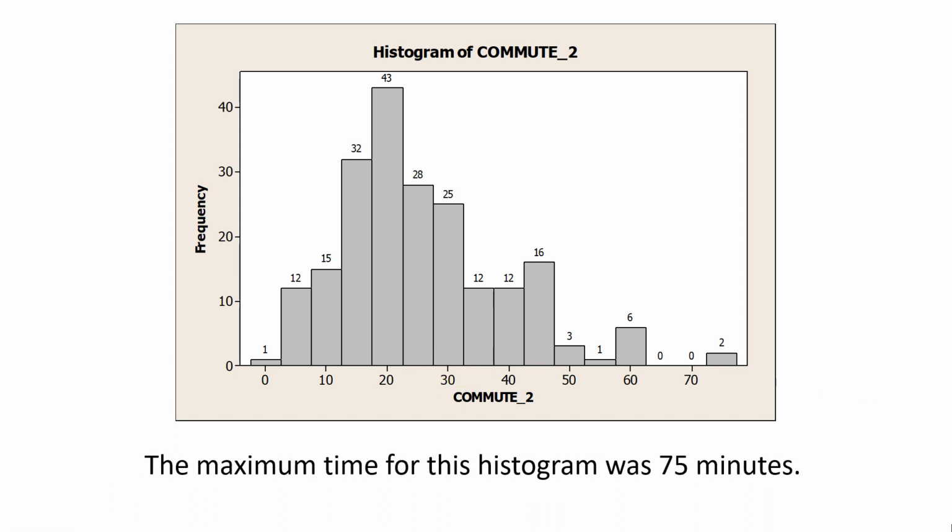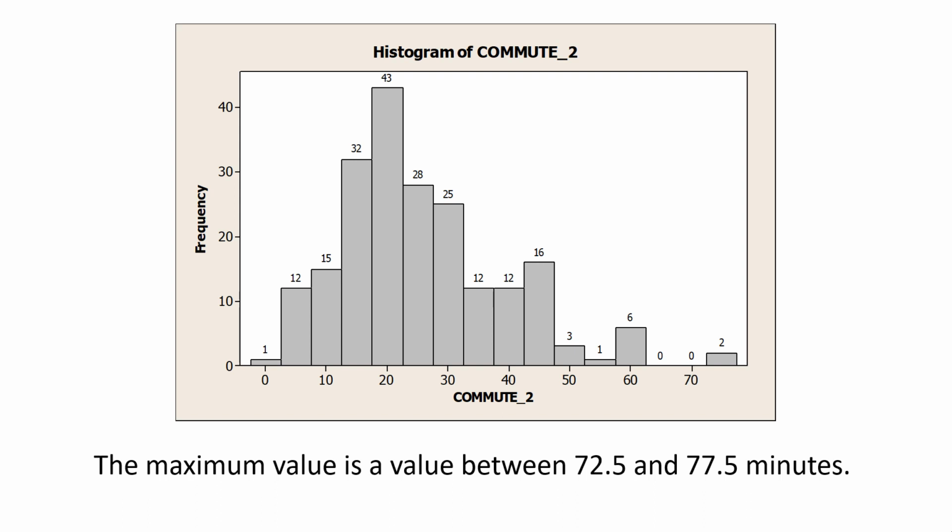The maximum time for this histogram was 75 minutes. This bin would be labeled 75, but again, we can't report exact values. We don't know if the maximum value is 75 or 76 or 74. The maximum value is a value between 72.5 and 77.5 minutes. This is true. Because the class width is 5, the midpoint is 75. If I take 75 and subtract half of 5, which is 2.5, I get 72.5. And the upper limit for this bin would be the midpoint 75 plus 2.5, which is 77.5.